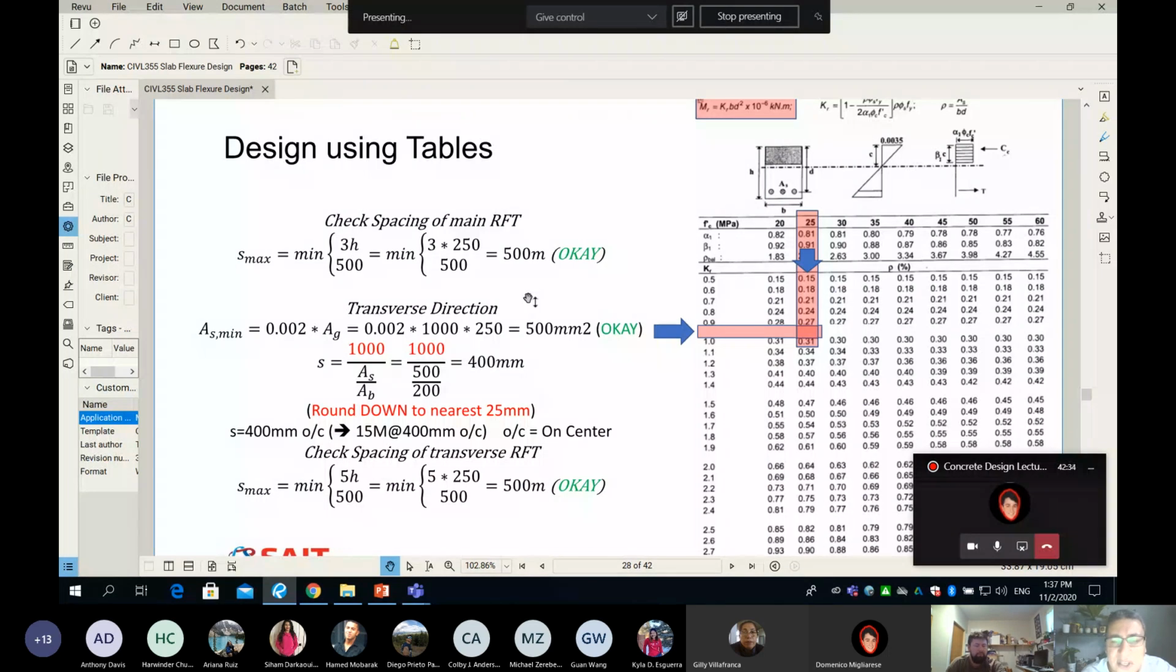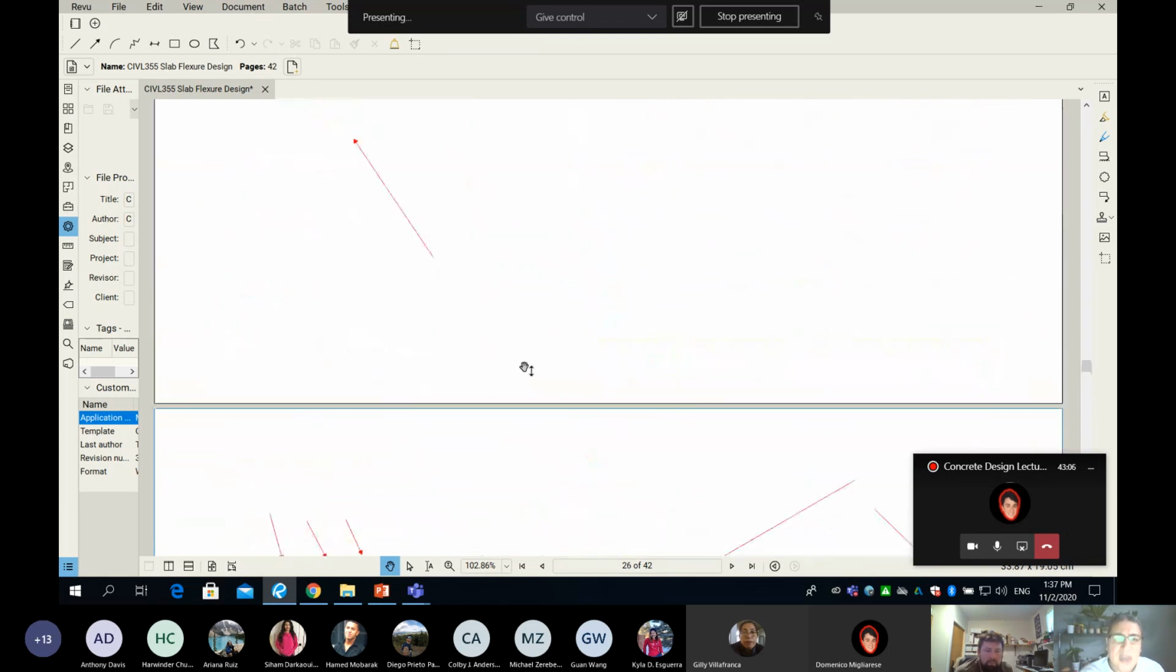So again, what comes next is the code has some requirements, and we have to make sure that those requirements are met. So you can see I'm doing this checking on this slide here. I'm checking the spacing. I said, okay, 15 mm at 300 mm on center. Does this meet code requirements? Can the spacing be any number? Can we place a rebar every meter on the slab? No, you can't, because the code says, and if you cannot remember, I'll go quickly to where the code says, and then I'll come back.